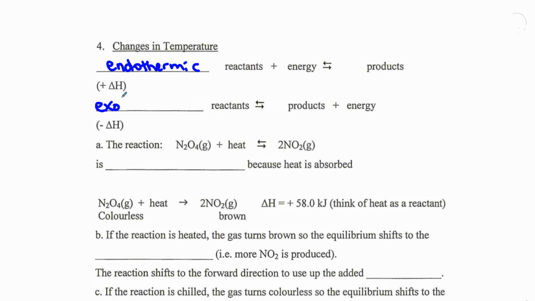Exothermic is the opposite. Okay, so you have your reactants, and then you'll see energy or heat as a product, okay, because it's releasing heat. So you'll see that your delta H has a negative value. So the reaction here, N2O4 plus heat produces 2NO2. You notice here heat is a reactant. So that makes this an endothermic reaction because that's telling us that heat is being absorbed.